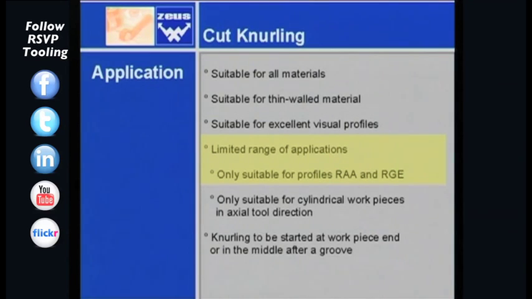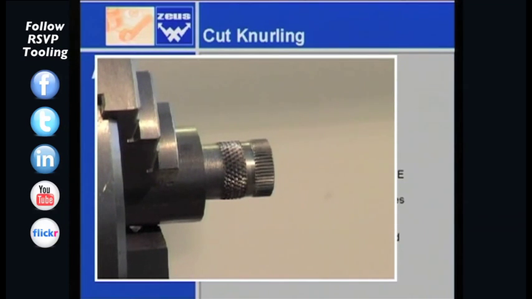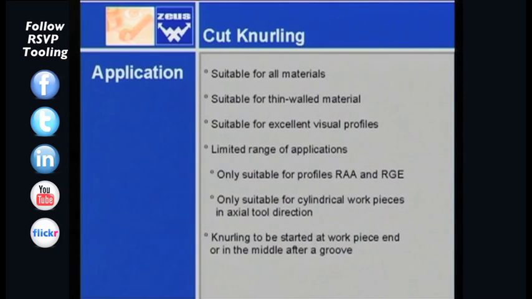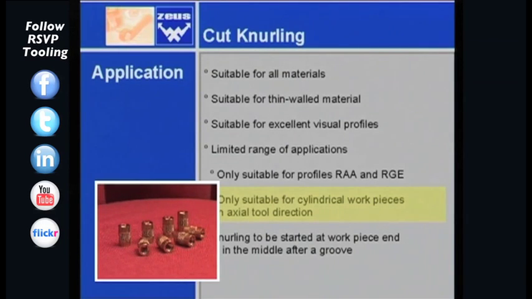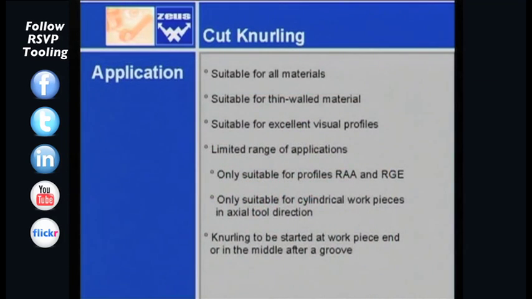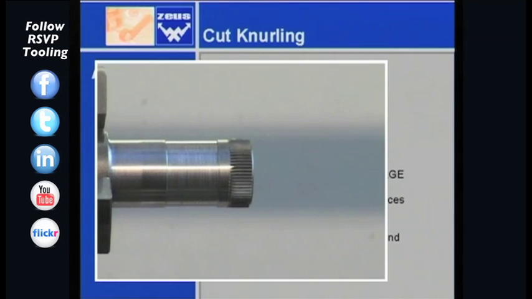A main characteristic of the cut knurling method is the limited range of applications. Only the profiles RAA and RGE can be manufactured. Furthermore, the technique is only suitable for cylindrical workpieces. It is important to keep in mind that the knurling can only be started at the beginning of a workpiece. For knurling in the middle of a workpiece, a groove is required.